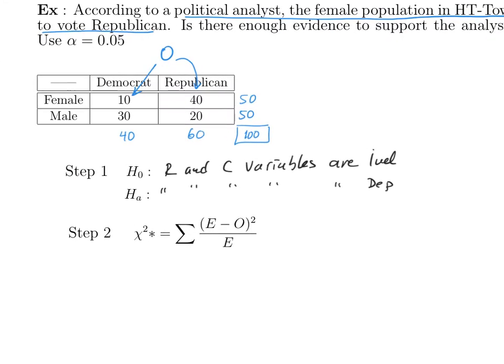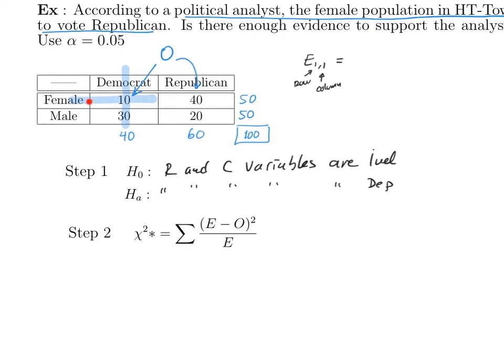Now, look to the number 10. So let's focus on number 10. This is technically in row number 1 and in column number 1. So therefore, just for notational purposes, I'm going to say E11. So the 1 means row 1 and column 1. Okay? So this is how you're going to find the expected value that goes along with this.